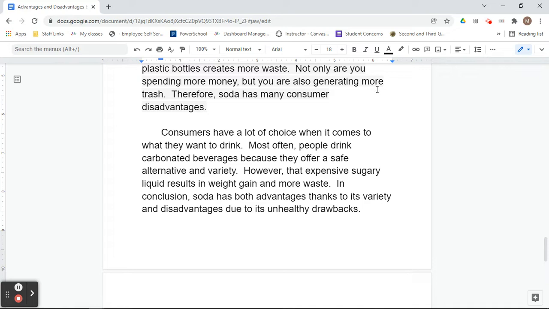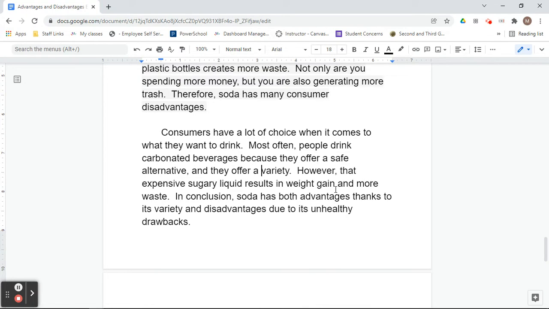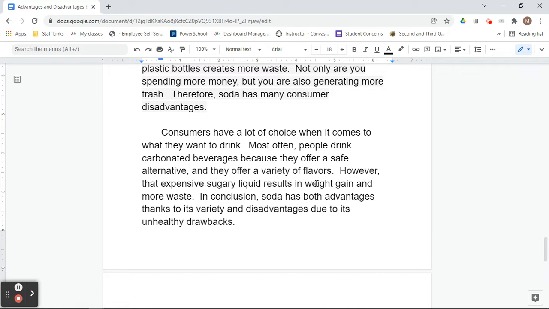So consumers have a lot of choice when it comes to what they want to drink. Most often, people drink carbonated beverages because they offer a safe alternative, and they offer a variety of flavors. However, that expensive sugary liquid results in weight gain and more waste. In conclusion, soda has both advantages thanks to its variety and disadvantages due to its unhealthy drawbacks.